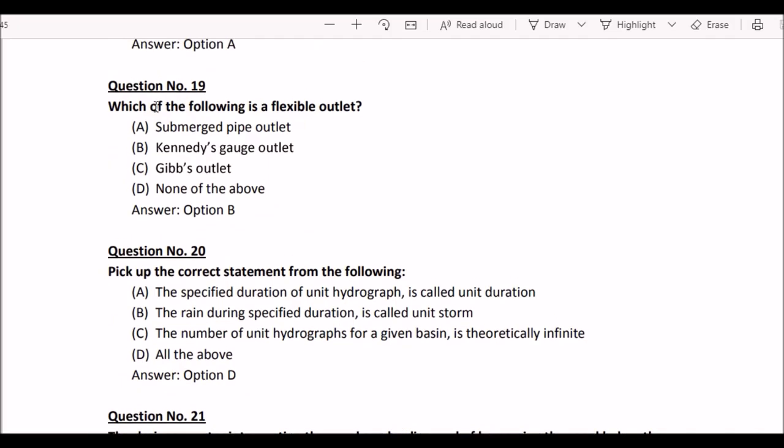Which of the following is a flexible outlet? Option A. Submerged pipe outlet. Option B. Kennedy's gauge outlet. Option C. Gibbs outlet. Option D. None of the above. Right answer is option B. Kennedy's gauge outlet is a flexible outlet.